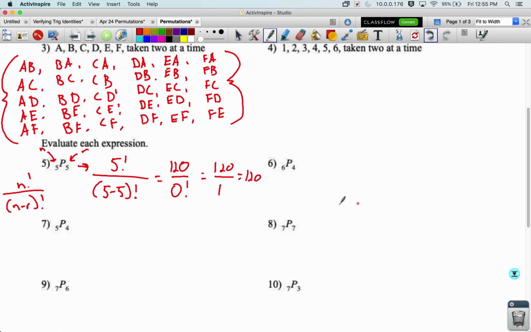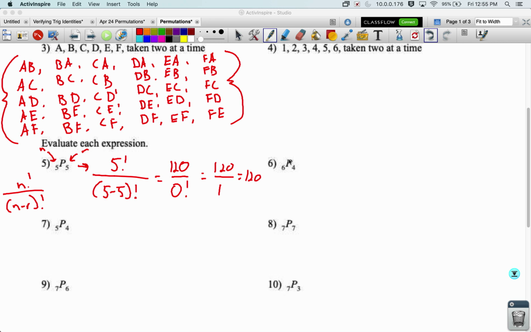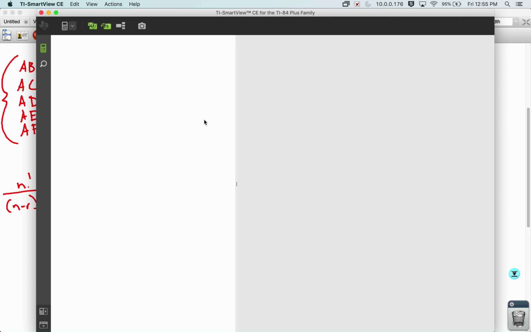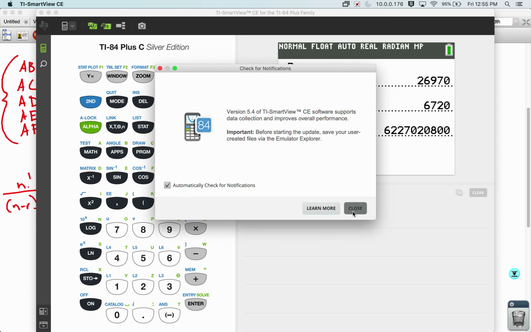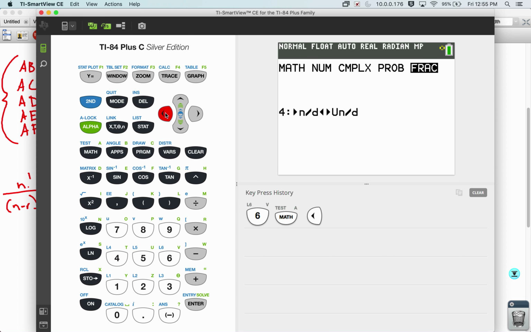All right, let's try doing number 6 in our calculator. I'll actually show it on the screen now. So 6 pick 4. We would do 6 factorial divided by 2 factorial for this one. But let's do it this way. Well, we can try it the somewhat longer way.